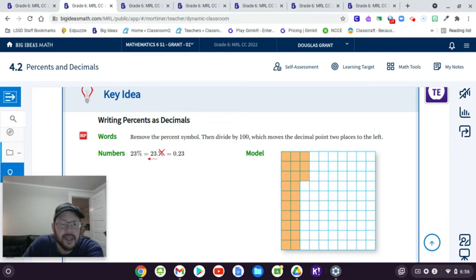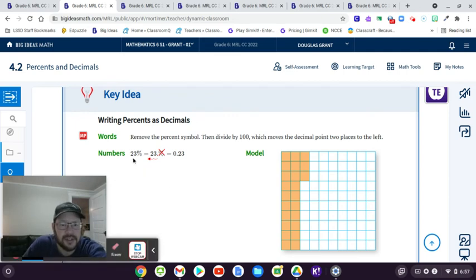All right. So to write a percent as a decimal, all you have to do is move the decimal 2 places. That's it. So if you're going to go from a percent to a decimal, you move the decimal 2 places to the left. That's what you want to take notes on. 2 places to the left from percent to decimal.